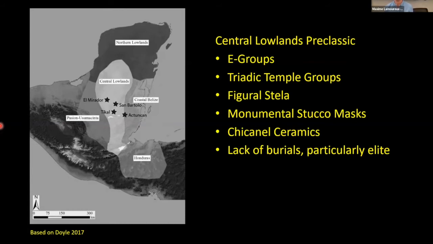artifactual components to it. The presence of E groups, the presence of triadic temple groups, the presence in a few sites of pre-classic figural stela, monumental stucco masks often associated with those triadic groups, Chicanel ceramics, though those go much beyond that zone as well. And, importantly, as David has pointed out, a lack of elite burials in that zone during the late pre-classic period. And so these are the standardized form of things that we see in this central lowland zone that's broadly associated with El Mirador.